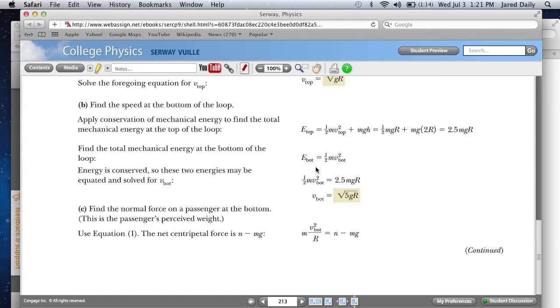And then we just set these two things equal to each other. After you solve the first equation for the energy at the top, you get 2.5 mgr. You set that equal to 1/2 mv squared at the bottom, and the velocity at the bottom, when you're done solving for it, is the square root of 5 times g times r. Again, it's only dependent on the gravitational constant and the radius of the loop.